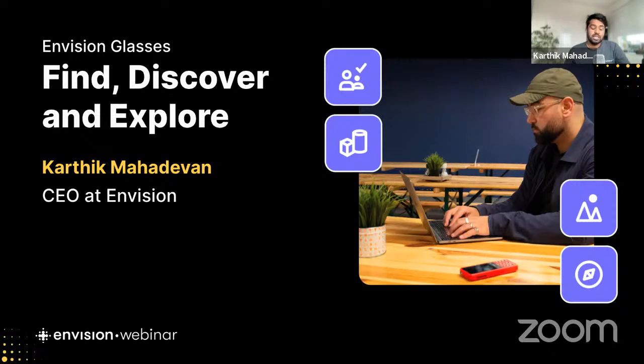The first one is the Find feature. Find as a feature has existed in the Envision app from a very, very early stage. It is a feature that allows you to look for a specific thing around you, right? Be it an object or a person.